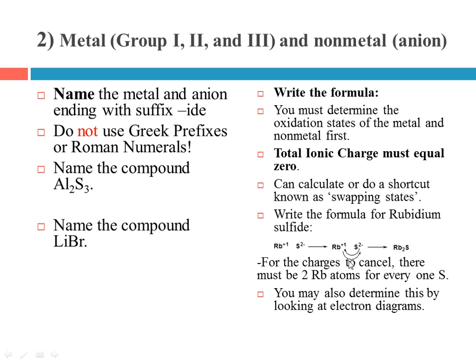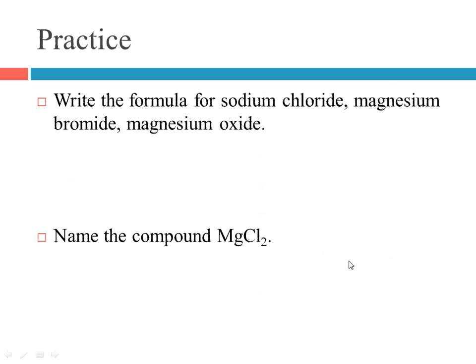So this 2 goes here, and this 1 here. And it's understood that that's a 1. You don't have to write it, but you can if you would like to. This works because we're canceling the charges, which we know our ionic charge has to be 0. So when we're writing the formula, we can swap charges. And it's just a shortcut.